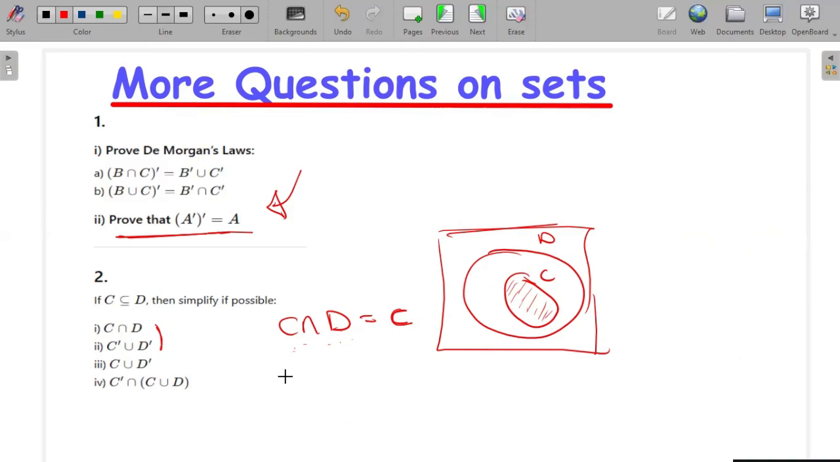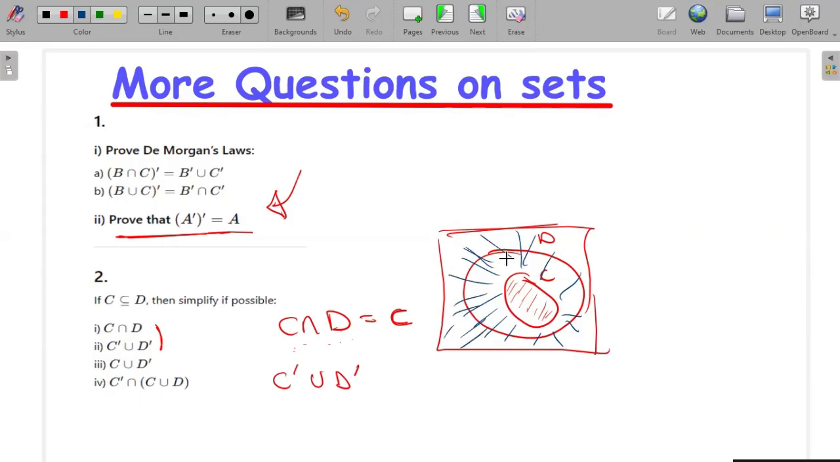Then the next one, you have C complement union D complement. What is C complement union D complement? So when you look at C complement, it's good to have a Venn diagram. So C complement is everything outside C, but in the universal set, which is going to be that there, like this.